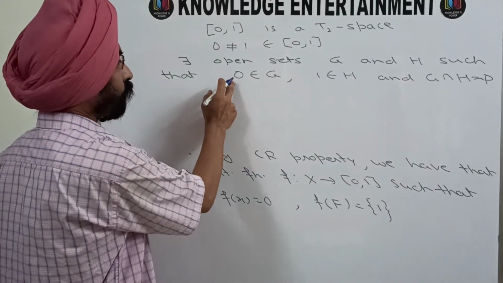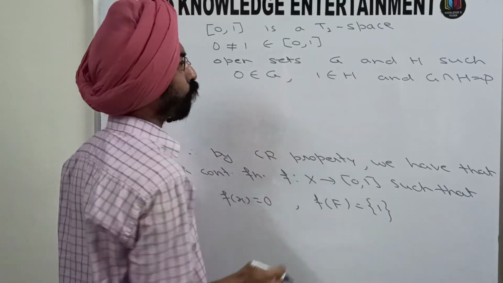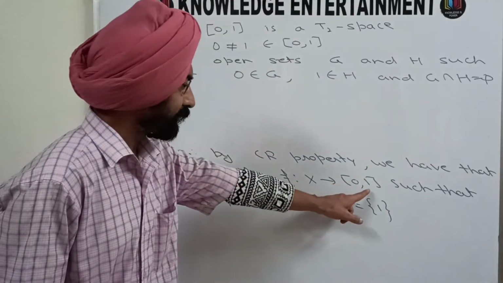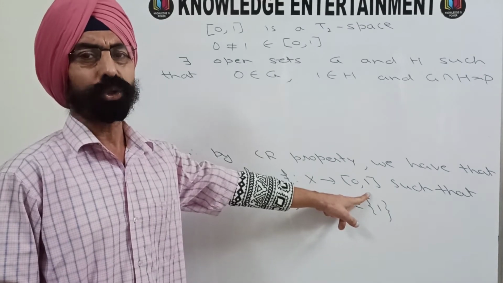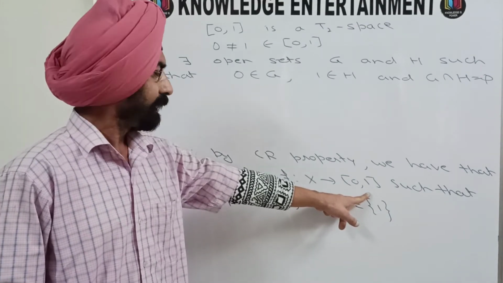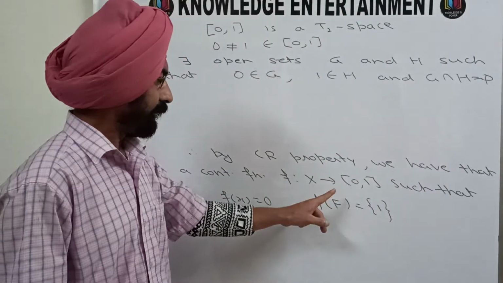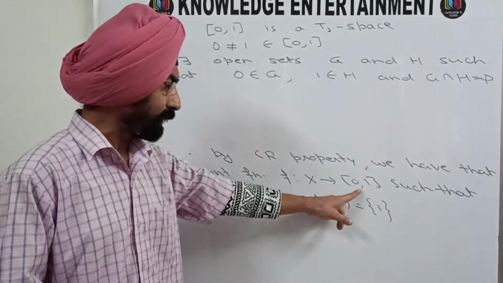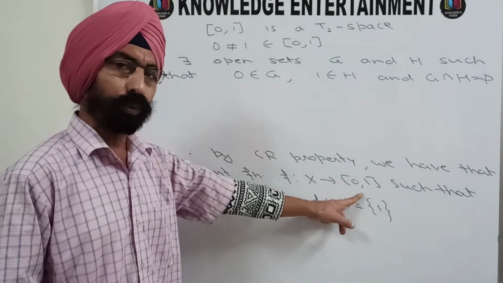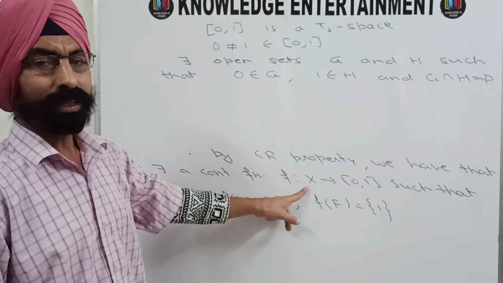Now G and H are open sets. Where are these open sets? Here, in the subspace of R with usual topology. The function f is continuous, and we know that the inverse image of an open set under a continuous function is open. So G and H are open. That means f inverse G and f inverse H are open in X.